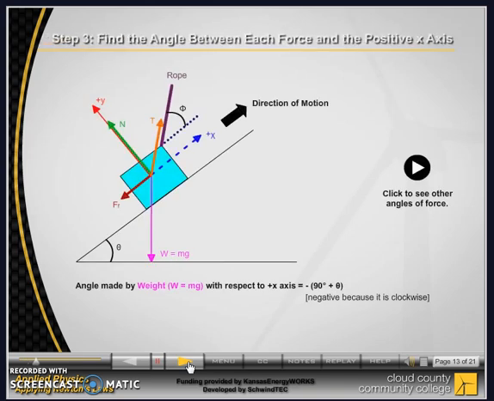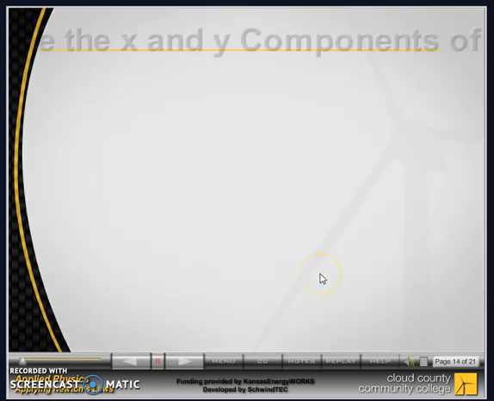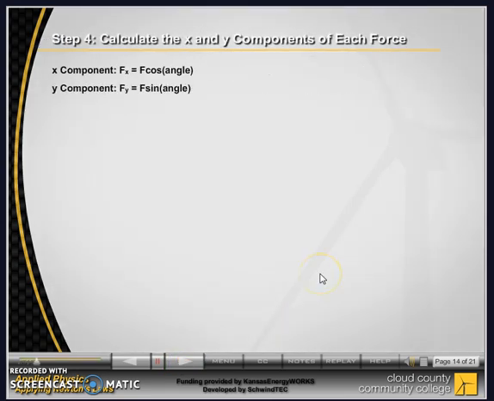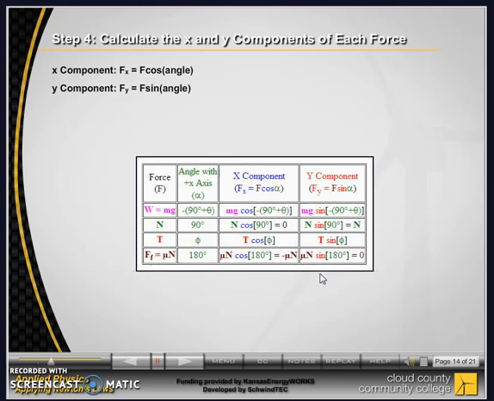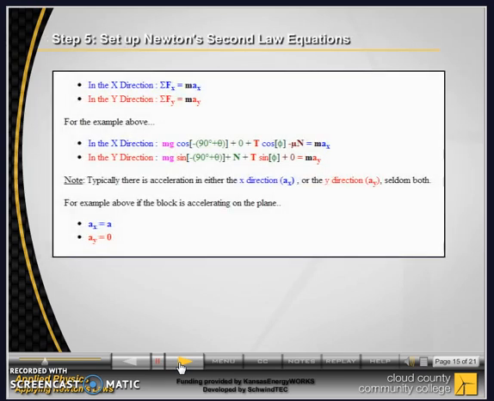Step 3. Find the angle between each force and the positive x-axis as shown in this problem. Step 4. Calculate the x and y components of each force. These are the x and y components, where alpha is the generic angle which the generic force F makes with the positive x-axis. Step 5. Set up Newton's second law equations as shown here.